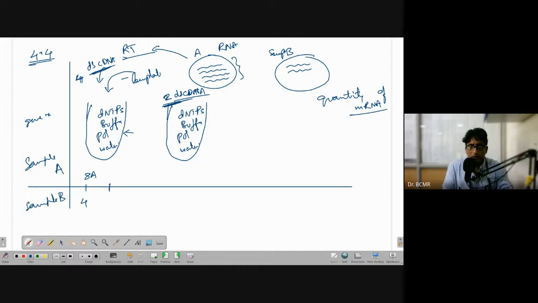After the second round of PCR, what would you expect? It will be 16, and for sample B, 8. And it will keep on doubling like that, right? 64, 32, and so on.